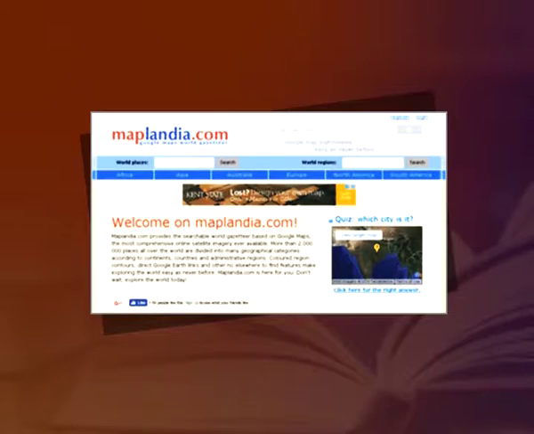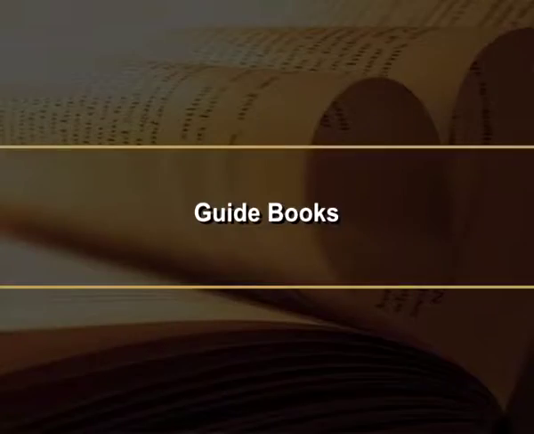Maplandia.com. It provides the searchable World Gazetteer based on Google Maps, the most comprehensive online satellite imagery ever available. More than 20 lakh places all over the world are divided into many geographical categories according to continents, countries and administrative regions. Other examples are Chambers World Gazetteer, Gazetteer of India, Indian Union, Imperial Gazetteer of India, the National Geographical Dictionary of India, Statesman's Yearbook World Gazetteer.